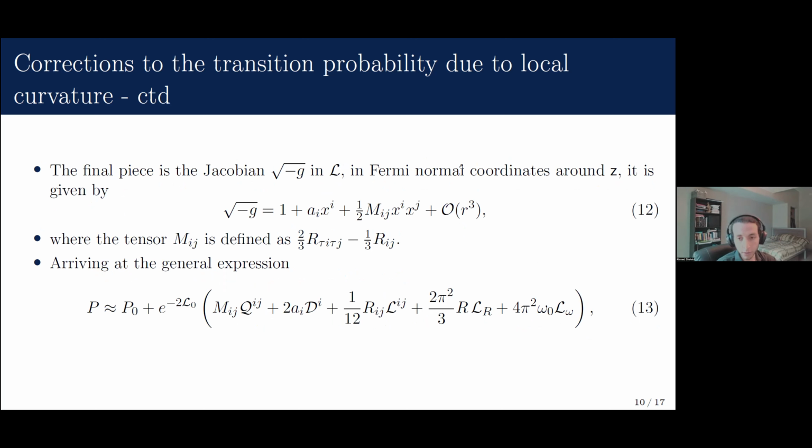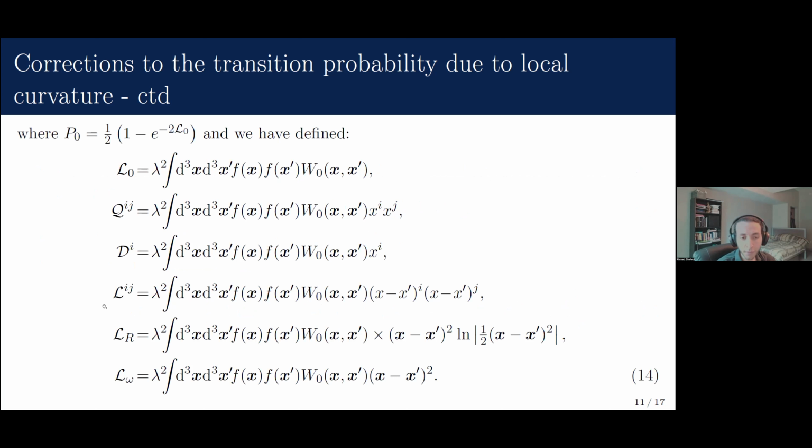Since we're working locally, we choose to operate in Fermi normal coordinates. And then we show that the expansion for the determinant of the metric is given by this, where the Mij tensor is defined in terms of these components of the Riemann and Ricci tensors, giving us the expression, which is effectively what we wanted: the transition probability on any curved background is the flat space result plus corrections due to curvature, where these corrections are given by the following terms.